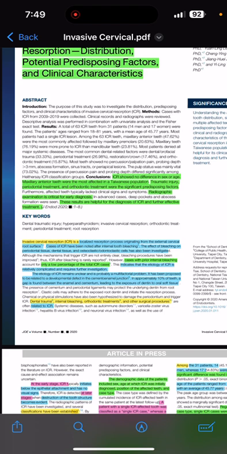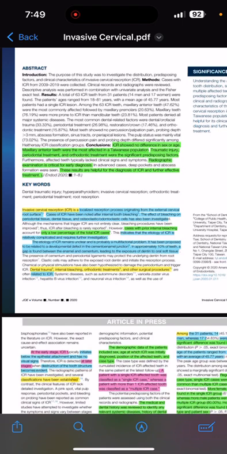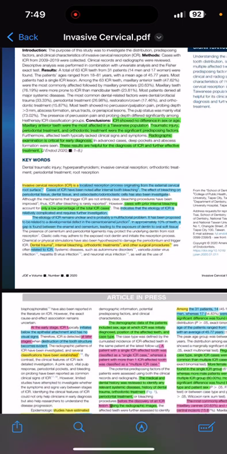The etiology of invasive cervical resorption is unclear, and it is a multifactorial problem. It has been proposed to be related to a developmental defect in the cemento-enamel junction. Dental trauma, internal bleaching, orthodontic treatment, and other surgical procedures are often related to invasive cervical resorption.